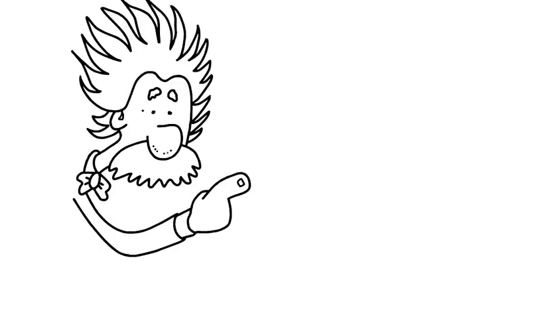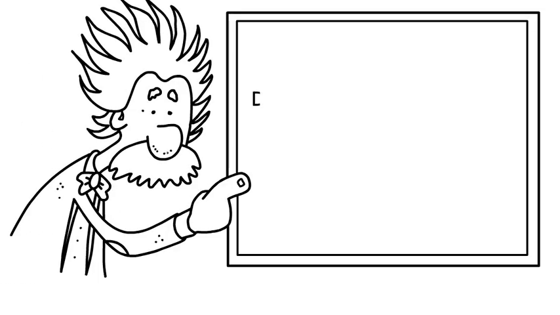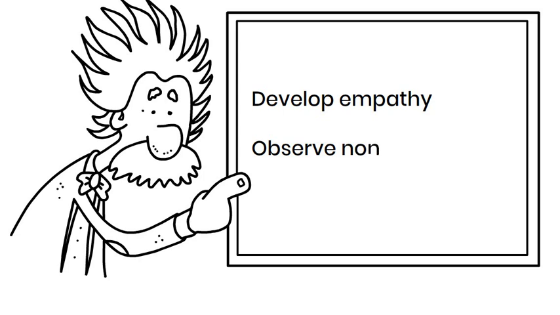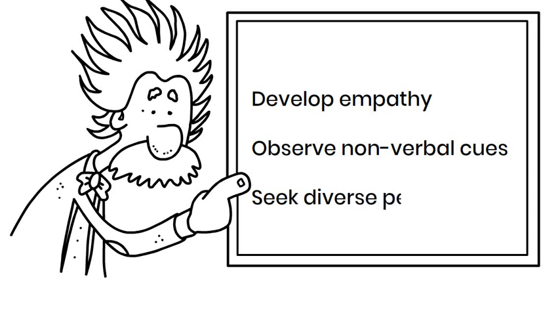To enhance social awareness, use these techniques. Develop empathy. Put yourself in others' shoes and try to understand their perspectives and emotions. Use active listening and genuinely show interest. Observe non-verbal cues. Pay attention to body language, facial expressions, and tone of voice to gain insights into others' emotions. Notice subtle cues that may indicate how someone is truly feeling. Seek diverse perspectives. Engage in conversations with people from different backgrounds and perspectives. This helps broaden your understanding of different viewpoints and enhances your ability to navigate diverse social situations.